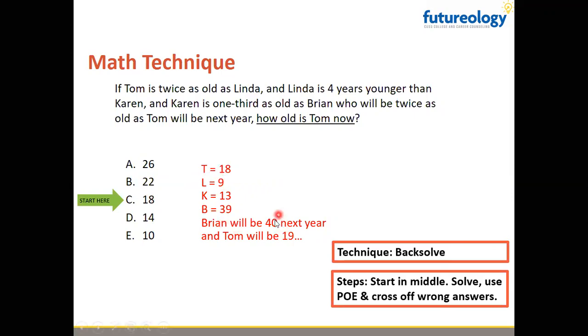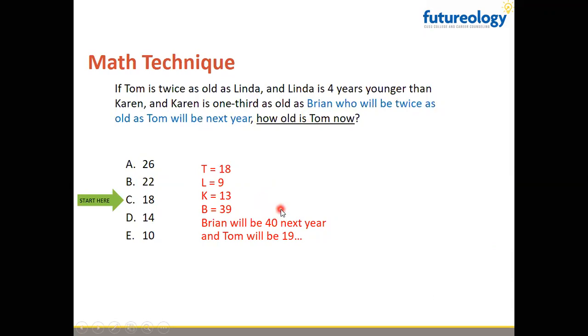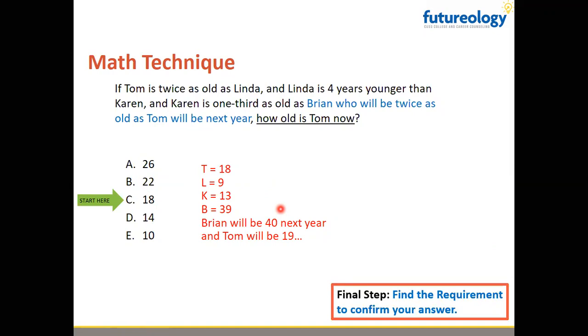So the requirement is Brian's got to be twice as old as Tom will be next year. Well, 40 and 19, is that twice as much? It's not. So that can't be your answer. So we cross C out. The other thing we should note, so that's the requirement, I put it in blue, is that Tom has to be older because we need Tom to be a little bit older to make sure that it fits the requirement.